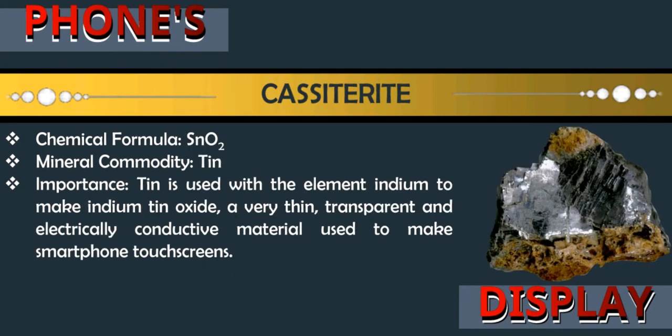Coming right up is cassiterite, a mineral with a high percentage of tin, which when combined with the element indium will form a very thin, transparent, and electrically conductive material used to make smartphone touchscreens. And what we call this mineral is indium tin oxide.